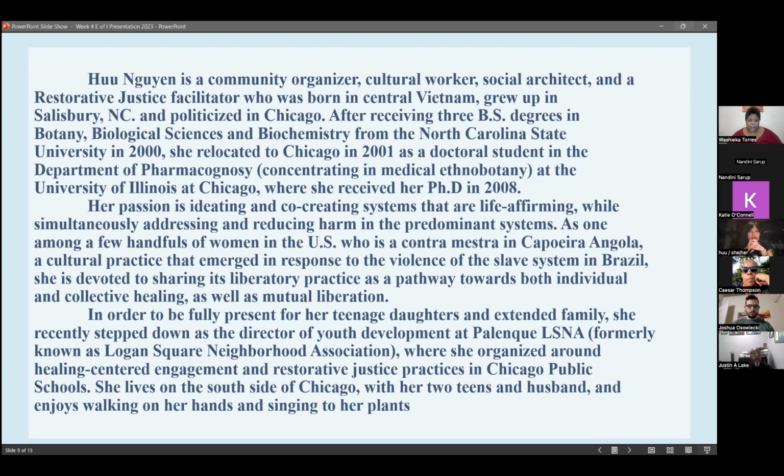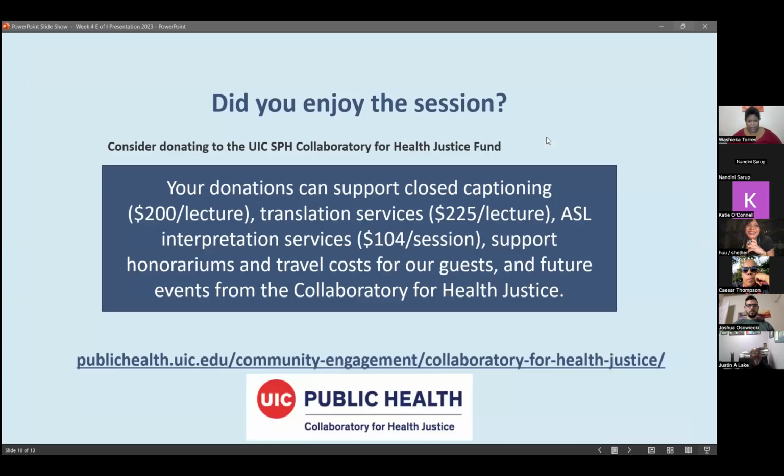In order to be fully present for her teenage daughters and extended family, she recently stepped down as the Director of Youth Development at Palenque LSNA, formerly known as Logan Square Neighborhood Association, where she organized around healing-centered engagement and restorative justice practices in Chicago public schools. She lives on the south side of Chicago with her 2 teens and husband and enjoys walking on her hands and singing to her plants.